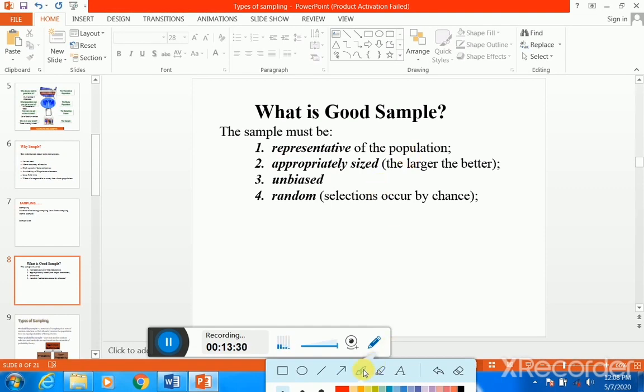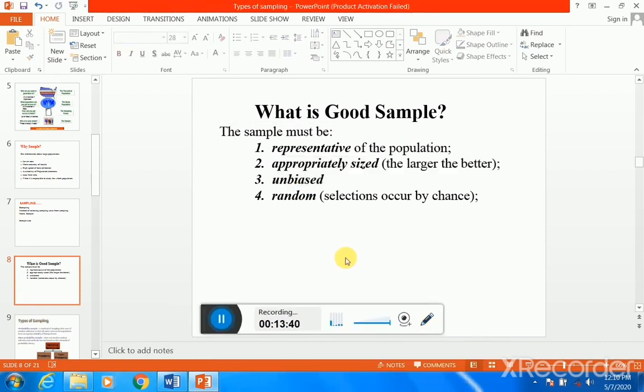Next we have appropriately sized. Now what does it mean? Appropriately sized simply means the larger the better. The larger the sample size, the more accurate it is, so that you are getting the real picture. The larger the sample size, the closer the movement towards the population. The larger the sample size, the chance of error decreases.